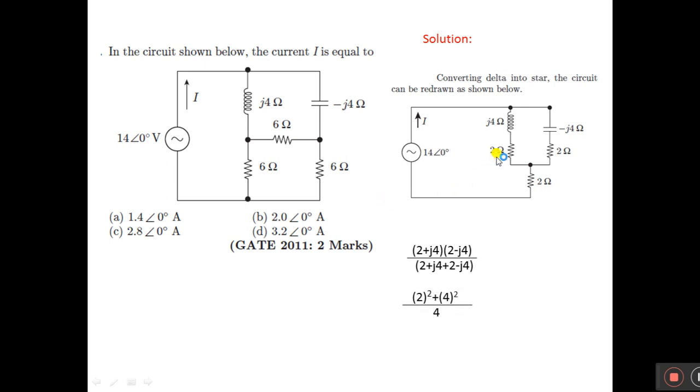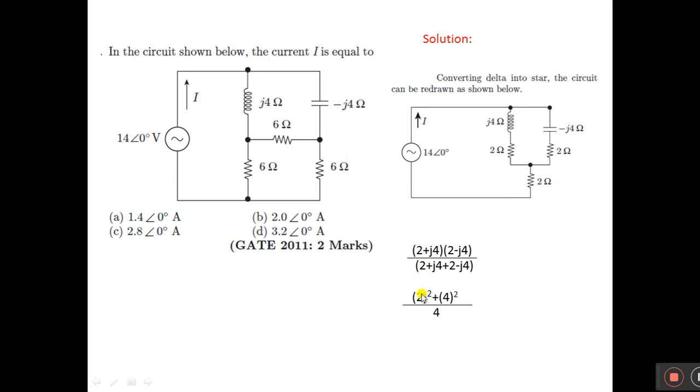So 2 ohm plus j4, and here 2 ohm minus j4 because of capacitance, divided by, because both are in parallel. So (2 plus j4) into (2 minus j4) divided by (2 plus j4) plus (2 minus j4). No need to multiply, this is directly in A plus B form. (A plus B) into (A minus B) is A square minus B square.